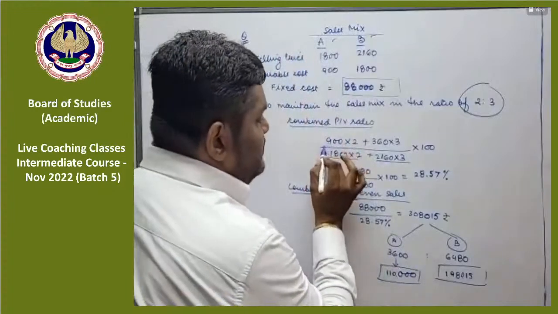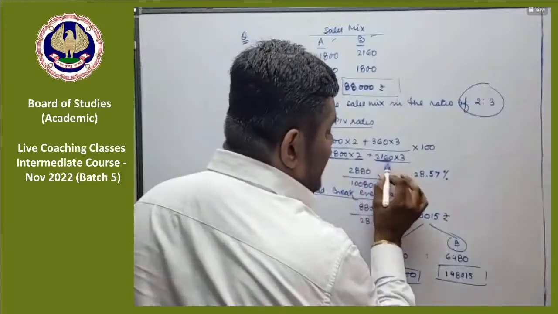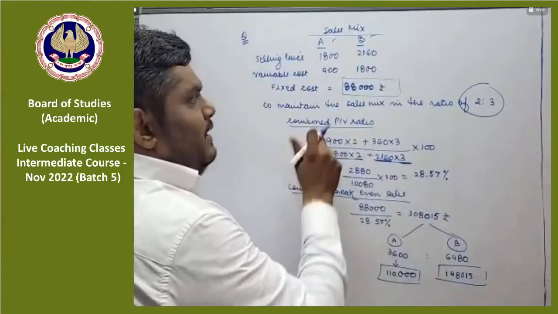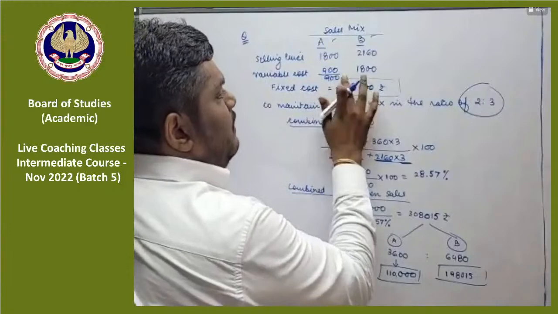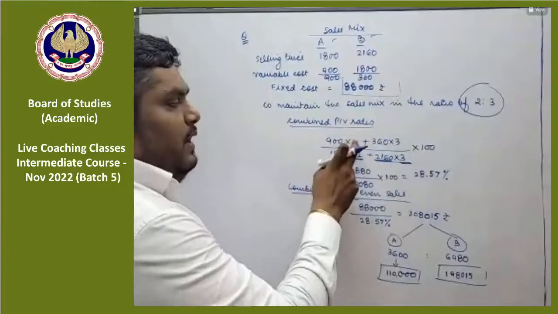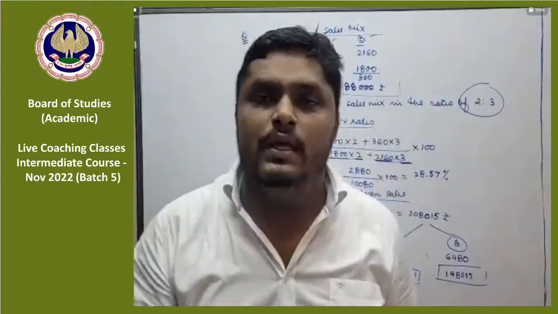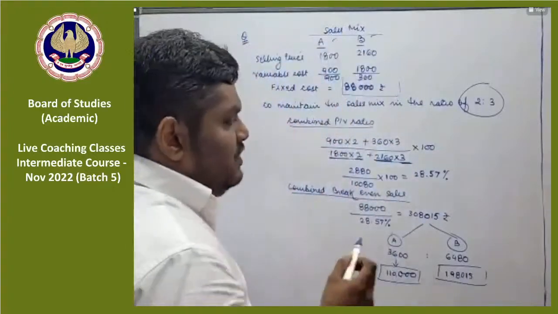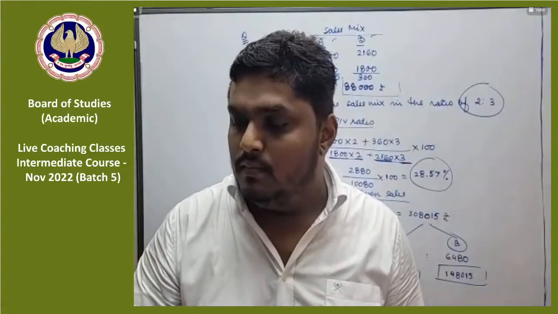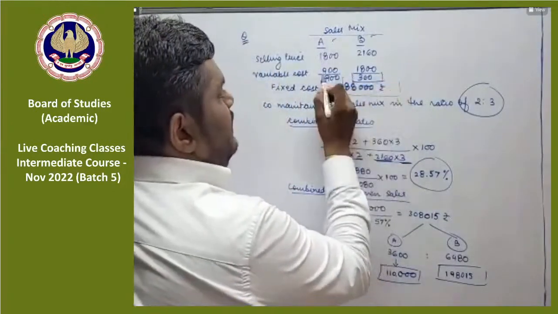So here the selling price per unit is 1800 into the quantity weightage, that is 2. Selling price per unit 2160 into the quantity weightage, that is 3. Herein 900 is my contribution for product A and 360 is my contribution for product B into the sales mix ratio, that is 2:3. So into 2, into 3. So herein we will get the combined PV ratio, that is 28.57. This 360 is my contribution per unit.